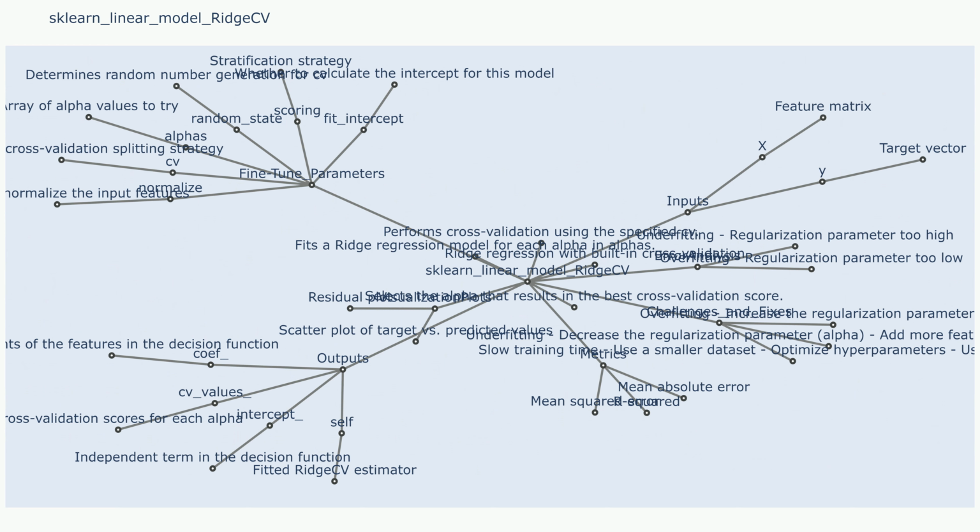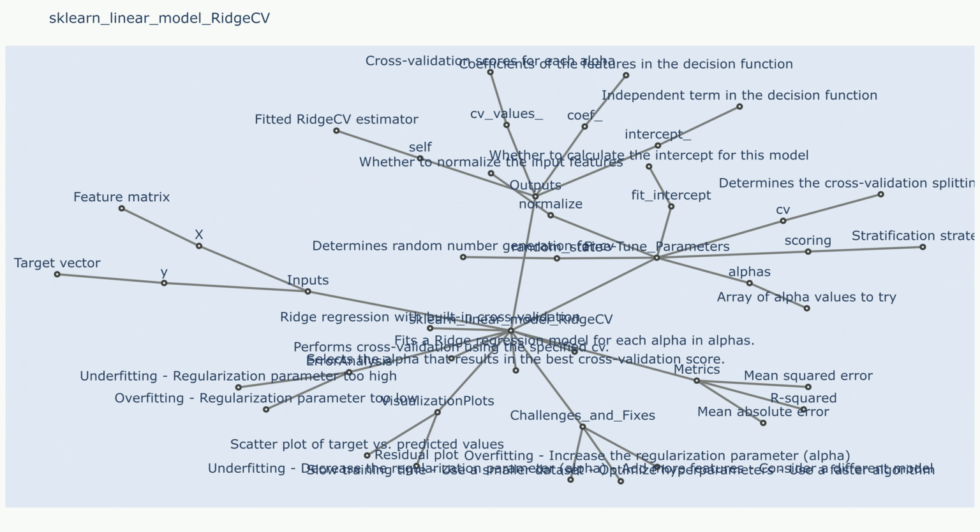Metrics: mean squared error (MSE): the average squared difference between the predicted and actual values. R squared: the proportion of variance in the dependent variable explained by the model. Mean absolute error (MAE): the average absolute difference between the predicted and actual values.